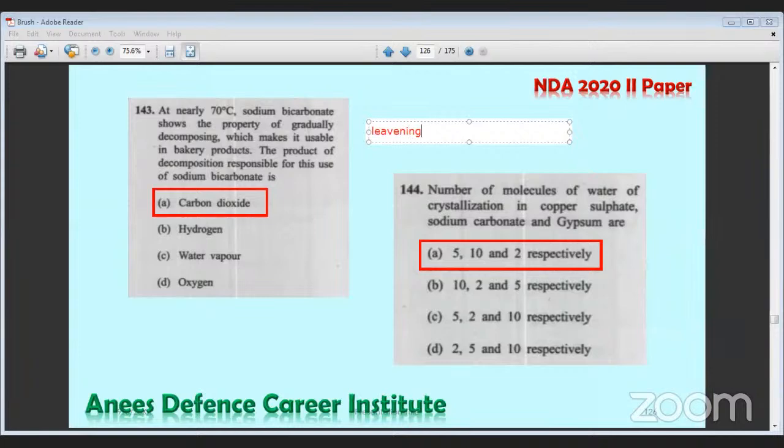Leavening का मतलब होता है फूलना. Okay, leavening का मतलब है फूलना. तो क्यों फूलता है? Of course कोई ना कोई गैस produce होती होगी ना.